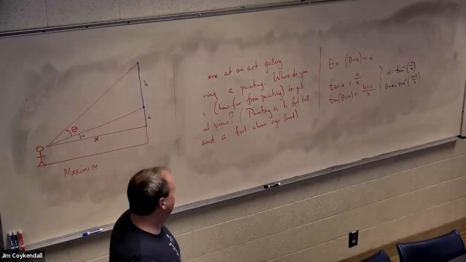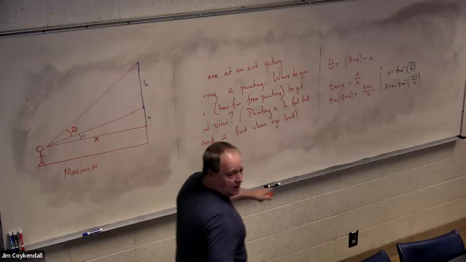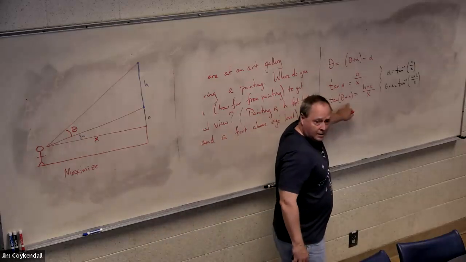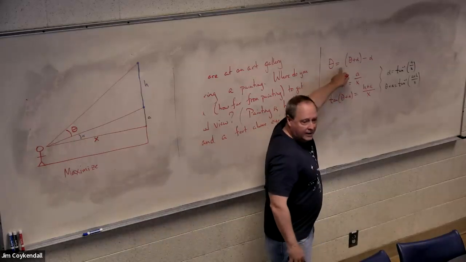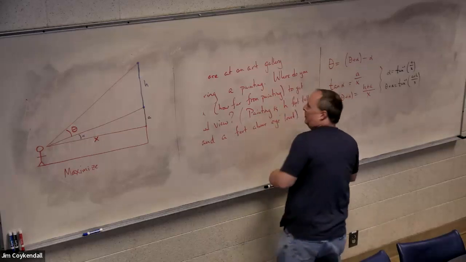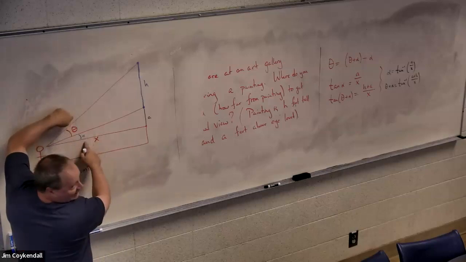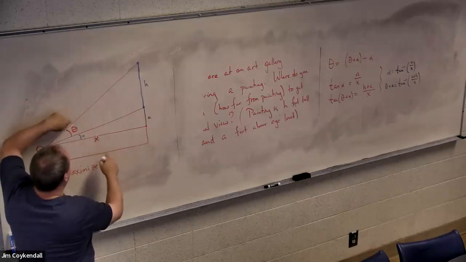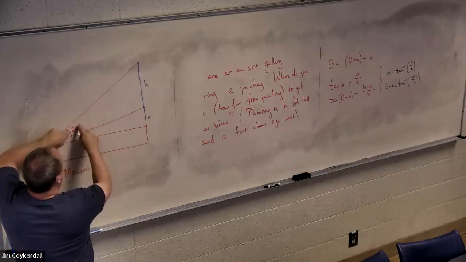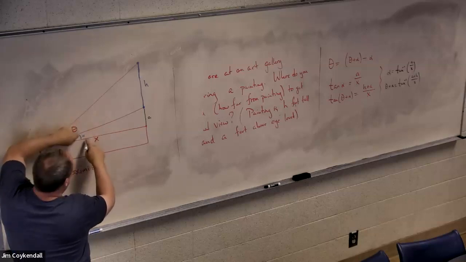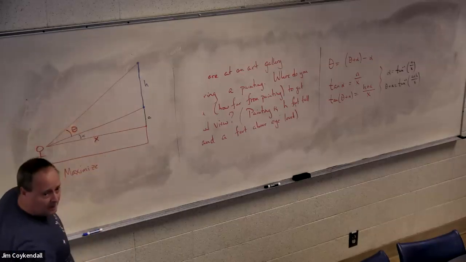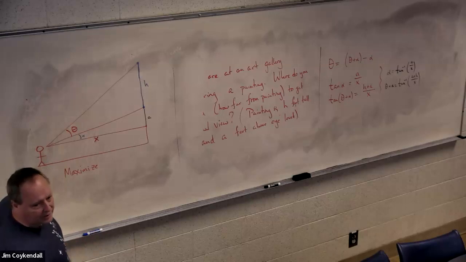How did you get that? This one right here. Oh, this right here. Well, so theta plus alpha is this big angle. Right? So what that equation says is this angle on top is the whole thing, the big angle, take away the blue. That's all that equation says.